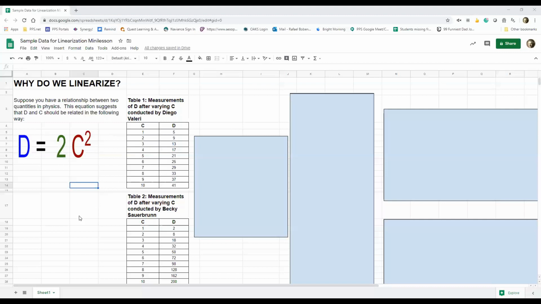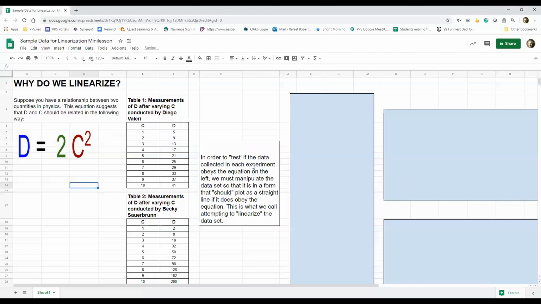Well, one way to do it is to attempt to linearize the data sets. What do I mean by that? In order to test if the data collected in each experiment obeys the equation on the left, we have to change these data sets somehow, manipulate them, so that the new data set, when it would be plotted, if it did obey this equation, it would plot in a straight line. And if it doesn't plot in a straight line, then we know that it doesn't obey this equation.